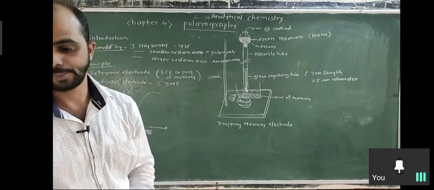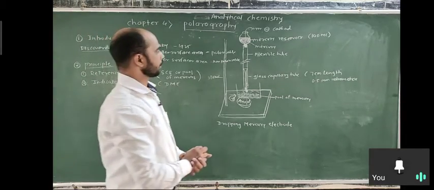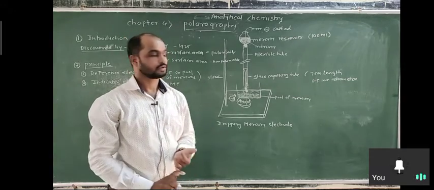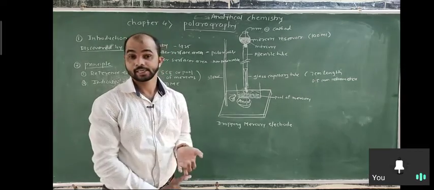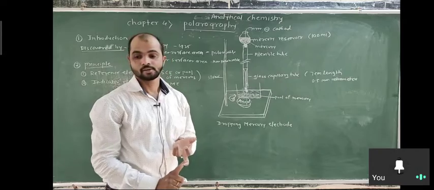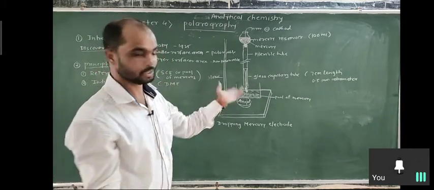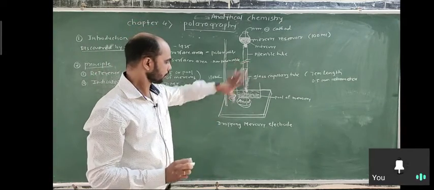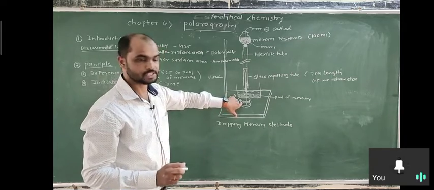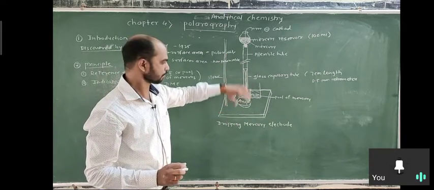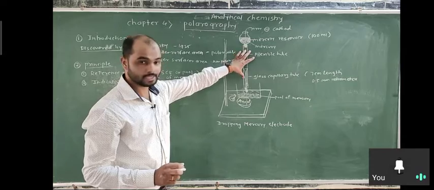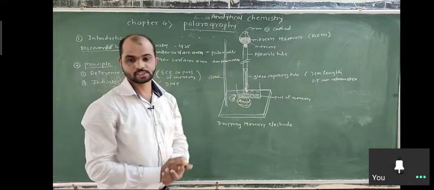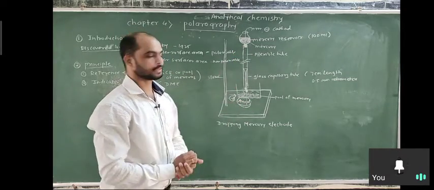So the dropping mercury electrode is called the working electrode, or functioning electrode, or the microelectrode. So working electrode, and this one is the reference electrode. So working and reference, or it is an indicator electrode. Okay, so this is all about the dropping mercury electrode.